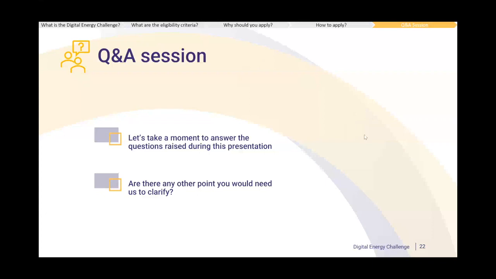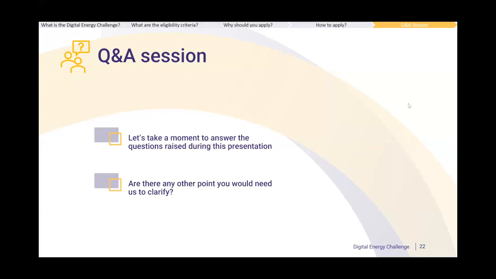Yes. Then there is a question from Kenneth. Can a local company apply with a partner as a rule? Just to clarify, if you're a startup, you don't need to apply with a partner. You just apply for your project. If you are a technology provider or a utility, you have to apply with a partner. That's a rule, even if you are local.